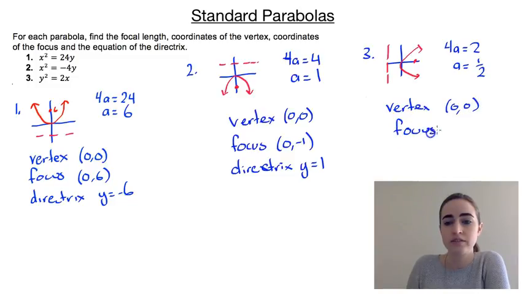Our focus will be half a unit to the right. So we're actually going to have coordinates (1/2, 0), so we've moved half a unit across. And our directrix will have an equation of x equals minus 1/2.